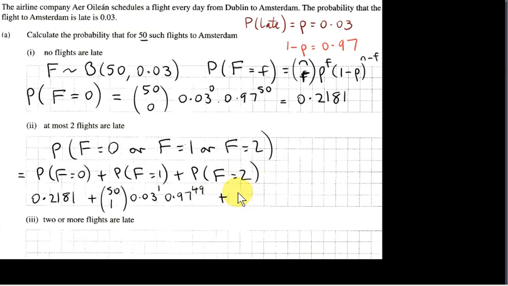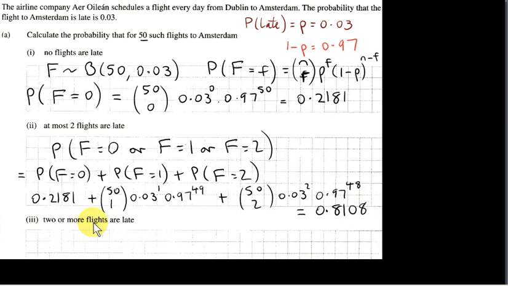And over here, we have 50C2. This time little f, or r, is 2. The probability again is 0.03 to the power of 2. We want exactly 2 flights to be late and the remaining flights to not be late, so we have to have 48 here. We want 48 flights to be on time. We multiply these probabilities because the events are all independent, and then multiply by the number of ways that 2 flights can be late. To 4 decimal places, we get 0.8108.